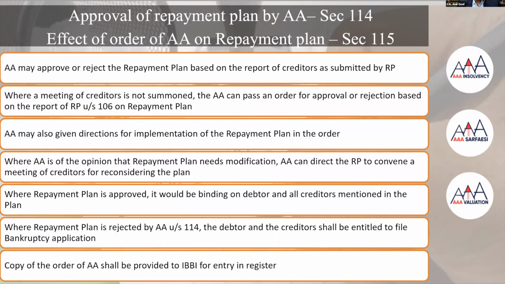Now, the adjudicating authority may approve or reject the repayment plan based on the report of the meeting of the creditors as submitted by RP. So RP has submitted a report on the meeting of the creditors. Adjudicating authority may accept or may approve or reject the repayment plan.